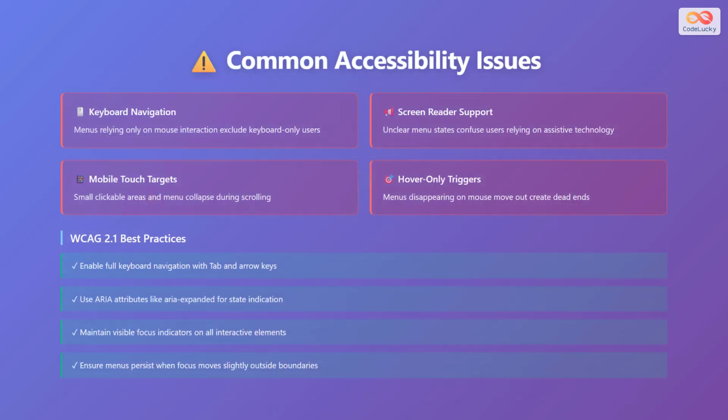However, drop-down menus can create accessibility challenges. Some menus only respond to mouse clicks, which excludes keyboard-only users. Screen readers may not properly announce the menu state to users with visual impairments. On mobile devices, touch targets might be too small, and menus can collapse when you scroll. Menus that disappear when you move your mouse slightly away can be frustrating. To fix these issues, always enable keyboard navigation. Use ARIA attributes to describe menu states, maintain visible focus indicators, and ensure menus stay open if you move slightly outside them.